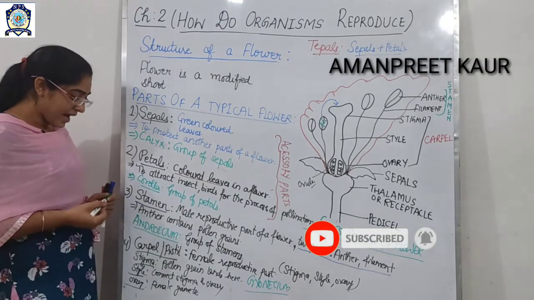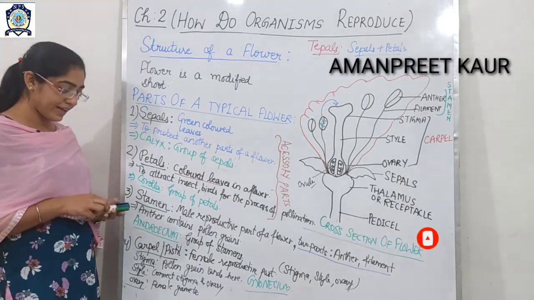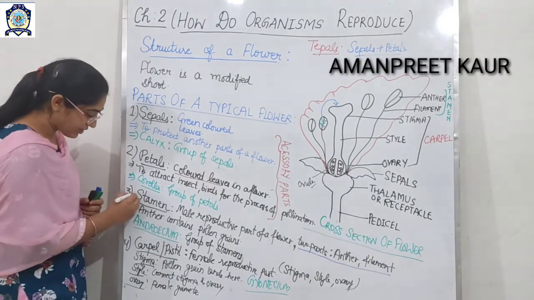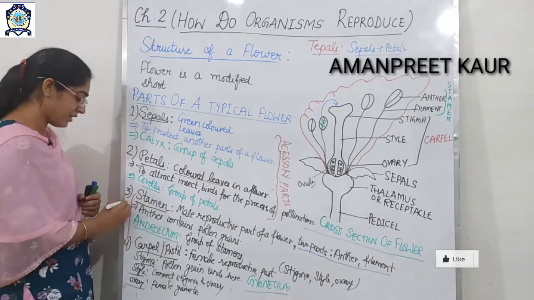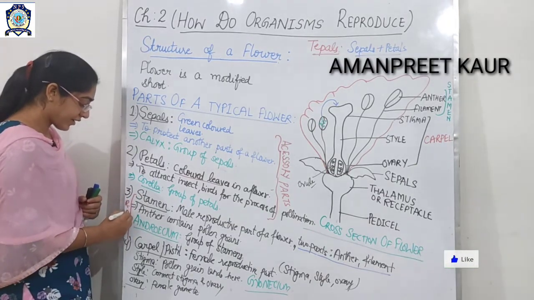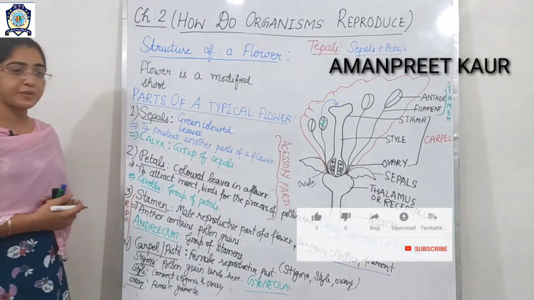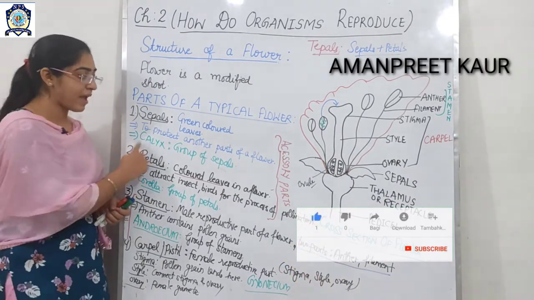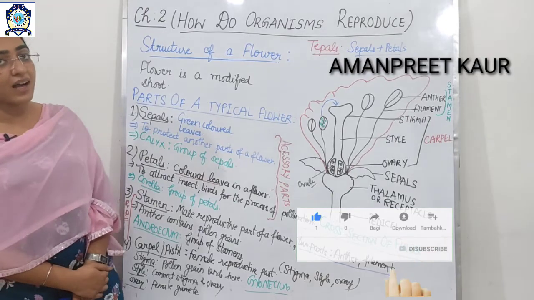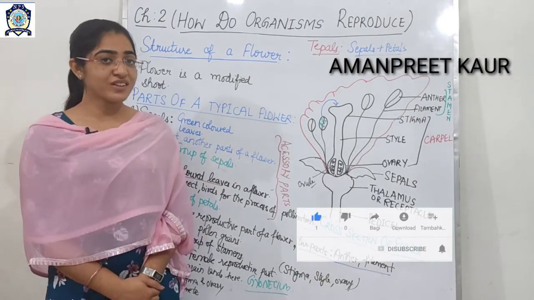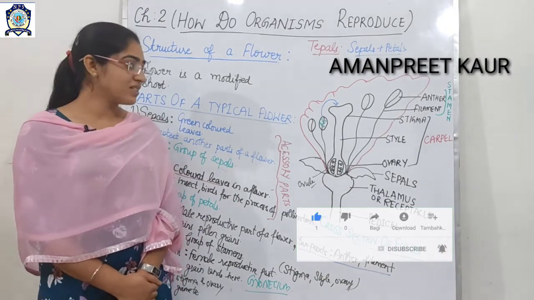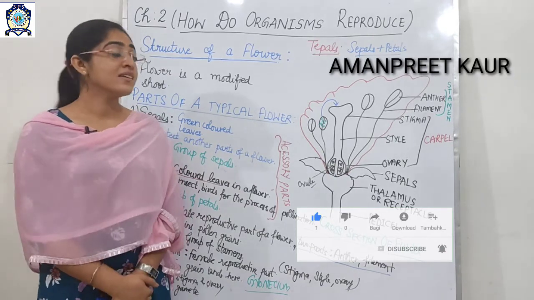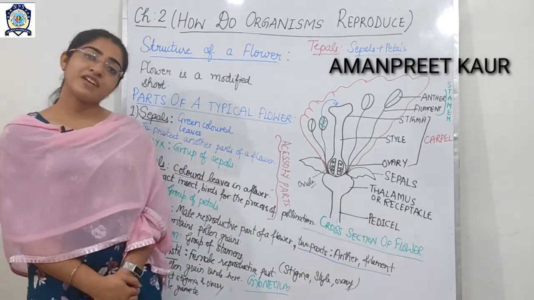Am I clear? And stamen and carpel, they are the reproductive parts. RP here stands for the reproductive part, and sepals or petals are here the accessory part. So with this again, this was the concept of today's class, the structure of a typical flower.